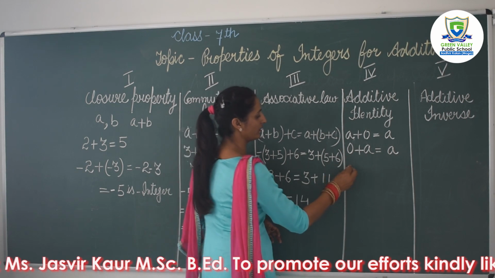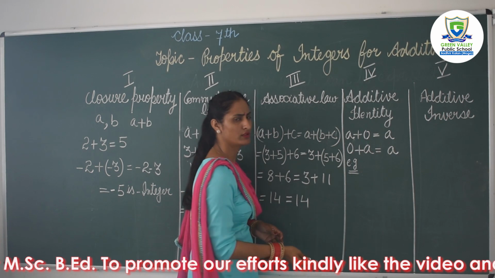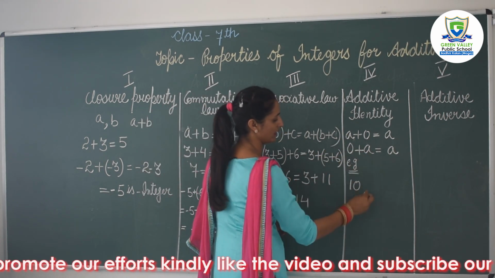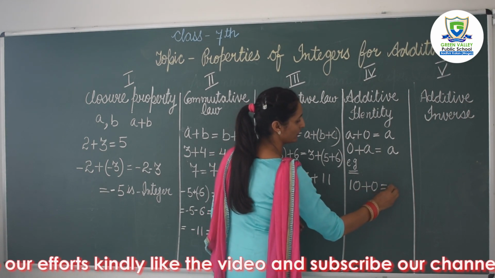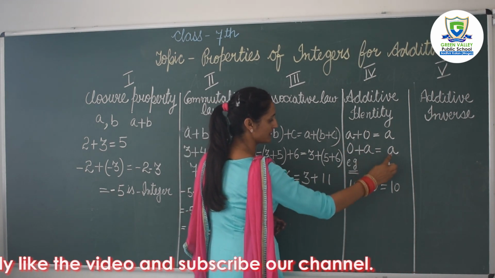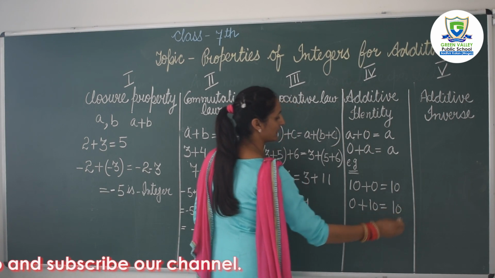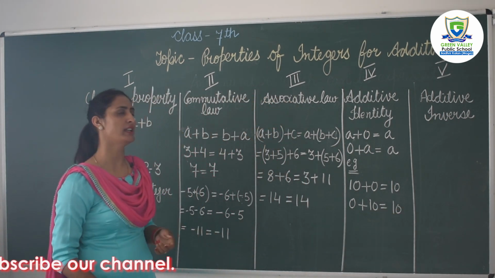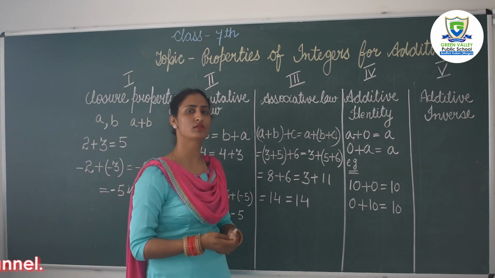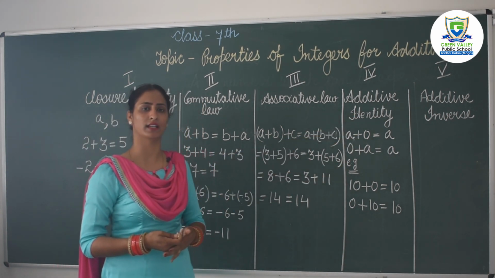So let us solve it with one example. So let us take the value of a is 10. You can take any value, students. If we add 0 to 10, your answer is 10. And on the right side, you can write 0 plus 10. Then your answer is 10. It means if you add 0 to any integer, the answer is the integer itself. That answer is not changing while adding 0. So 0 is the identity for addition.